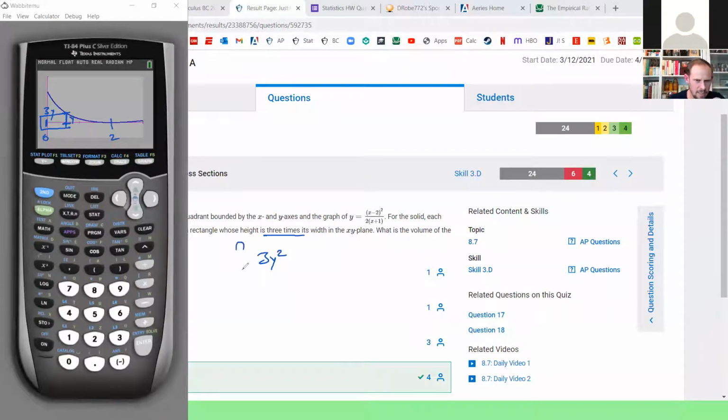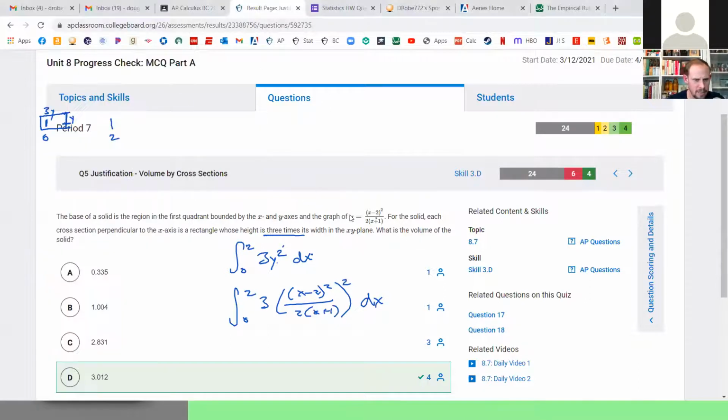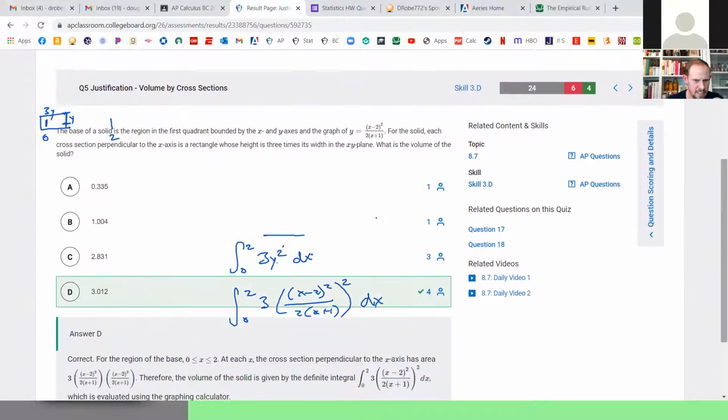All right, so we're integrating from 0 to 2 along the x-axis, dx. But now we've got to plug that in for the y. So we've got the integral from 0 to 2 of 3, then this guy, x minus 2 squared over 2x plus 1, and then the whole thing here is squared, dx, like that. And then it's just a matter of throwing it in your calculator and getting this answer here. So it was math 9 to integrate.